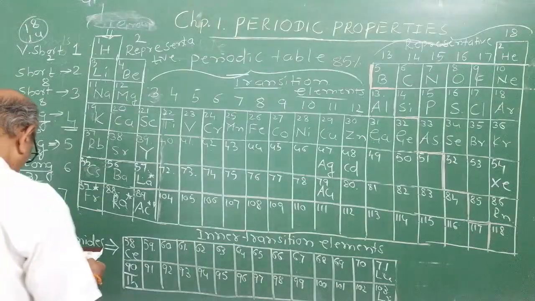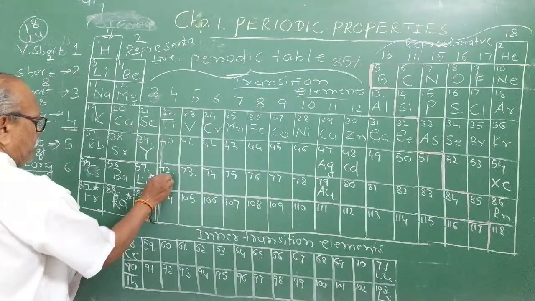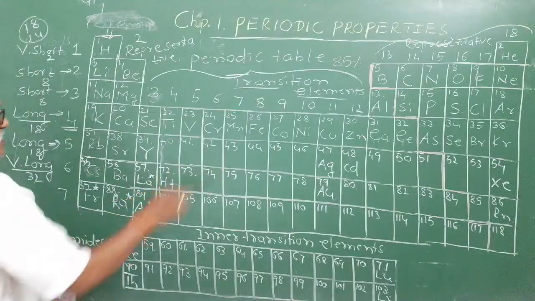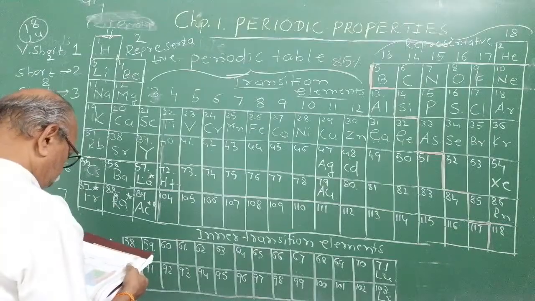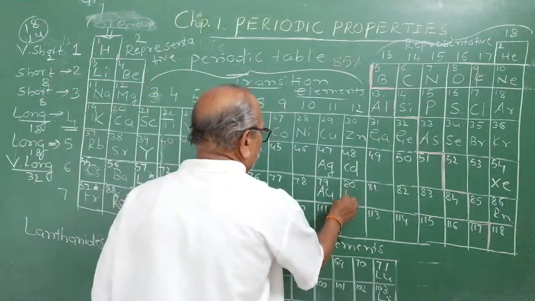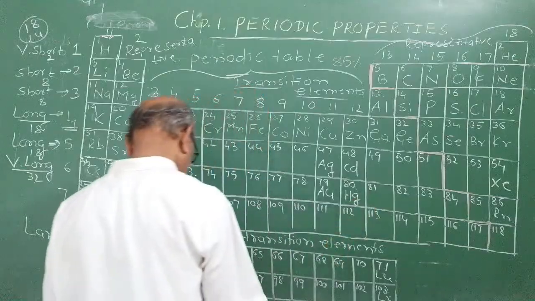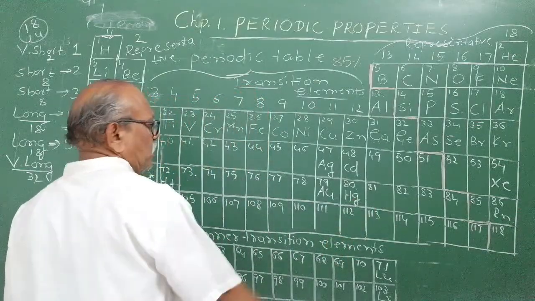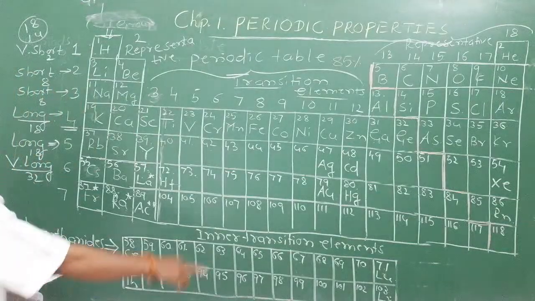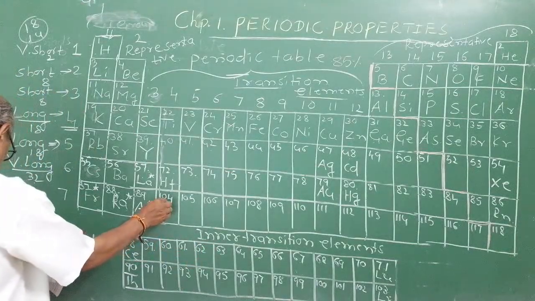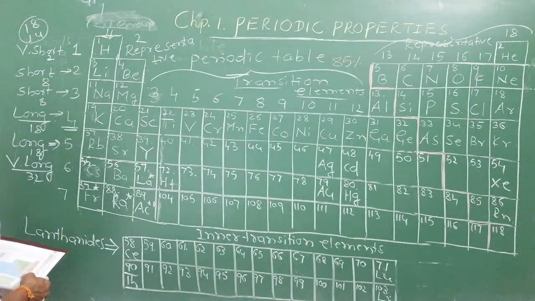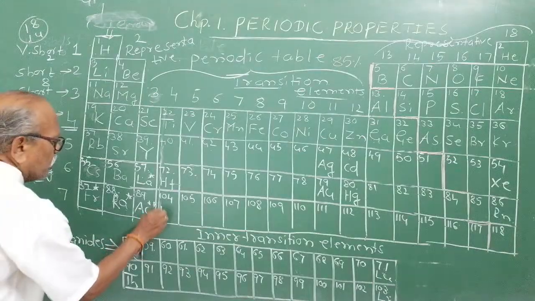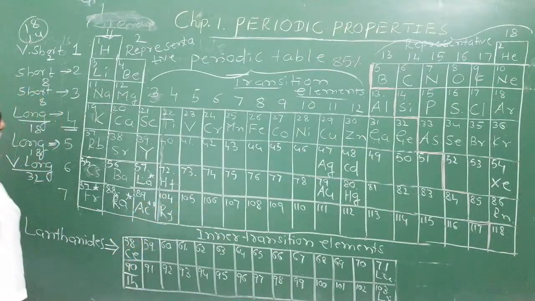And this element 72 is called hafnium. Again starts the transition series, and it will continue up to mercury. 80 is mercury. Right? And radon. And after 103, the element with atomic number 104 is Rutherfordium. It is named in the honor of Rutherford. It is called Rutherfordium.